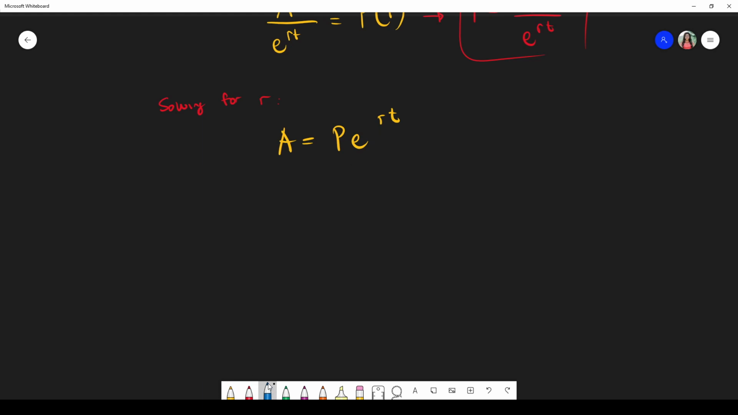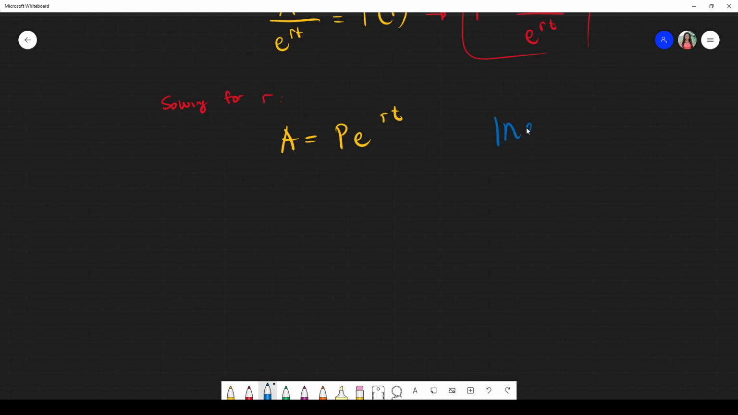Now to do that, we have to look back or dig out some of our logarithmic identities in our mathematics toolbox. Recall that one of the logarithmic identities of the natural logarithm is ln e raised to x is equal to just x.